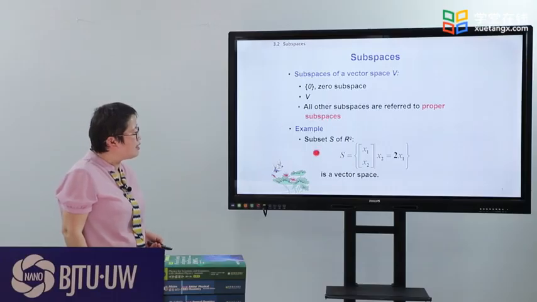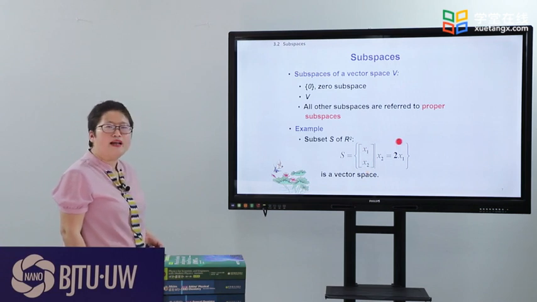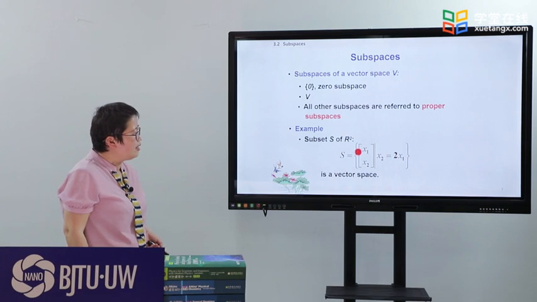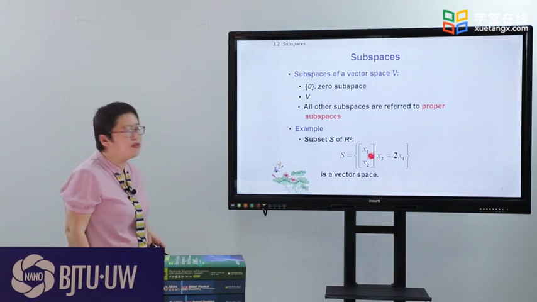For example, here we consider this subset S of R2, where S is defined in this way: (x1, x2) is a two-dimensional vector where the second component x2 equals 2 times the first component x1. So any vector in this subset must satisfy that its second component equals 2 times the first component. You can check that, corresponding to the addition and the scalar multiplication, this set S satisfies the closure properties.